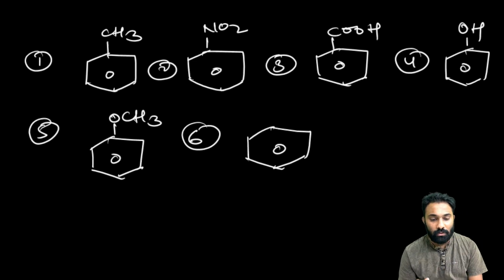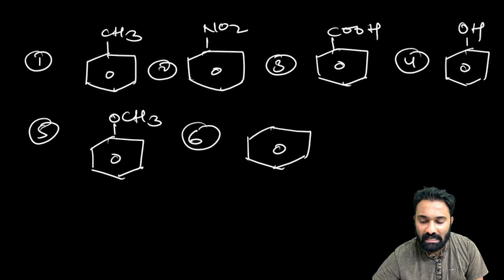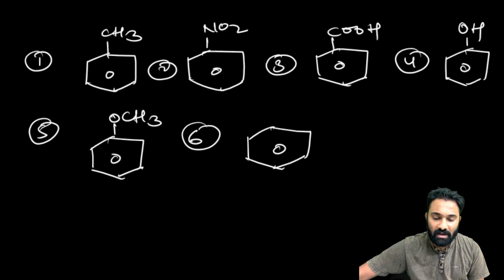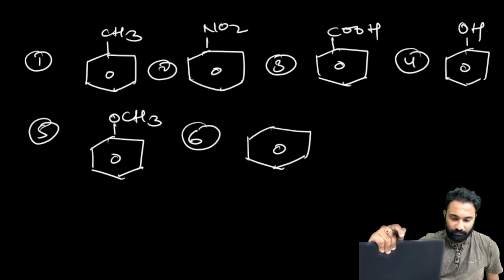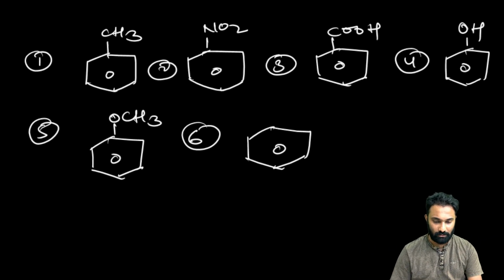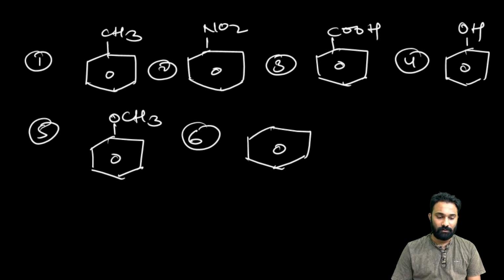Now you have to tell me, among 1, 2, 3, 4, 5, 6, what is the order from higher to lower of increasing electron density at the ortho and para positions? Which among the 6 compounds will increase the electron density at ortho and para very fast? Can anyone say the order? If you know, try to say it. If not, give me a question mark. I will explain.